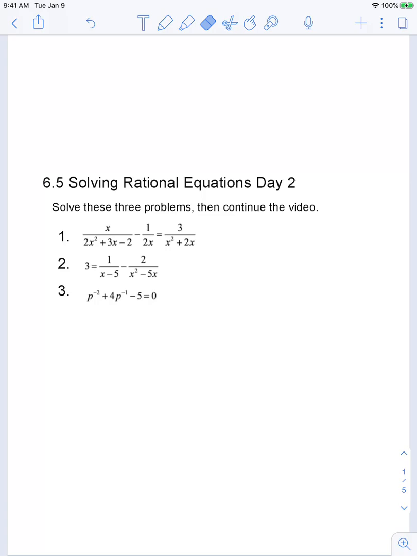Okay, in today's video lesson, we're going to continue yesterday's lesson, section 6.5 in the text, solving rational equations. Today, what I'd like to do is solve three of the more complicated types of rational equations. What I'd like you to do is take a minute and copy down these three problems and then solve them on your own. So you need to pause the video now, copy the problems, and solve them. Once you have the problem solved, then continue the video as we're going to work through the problems together.